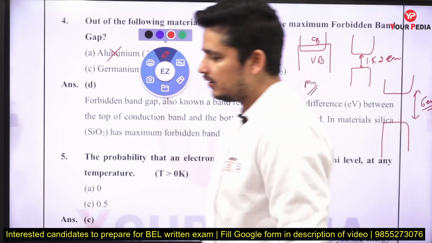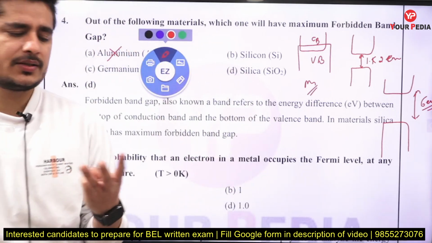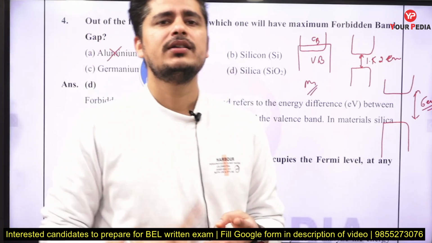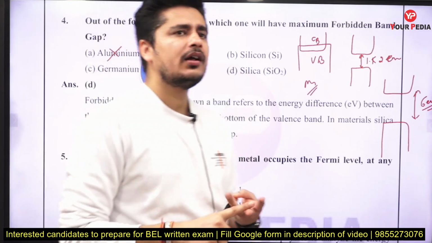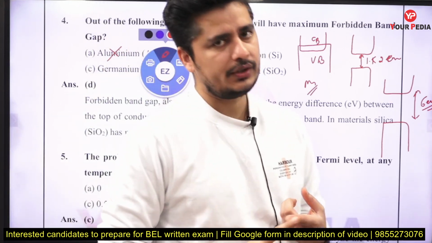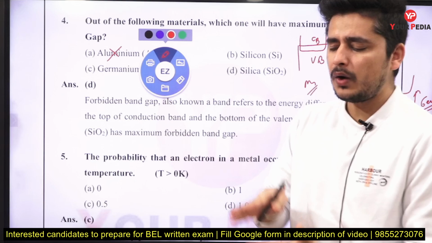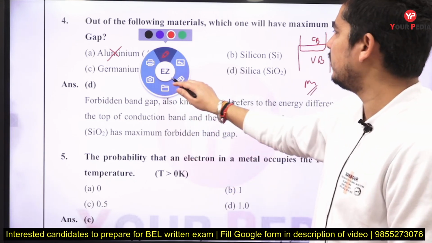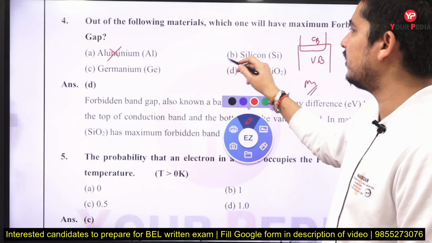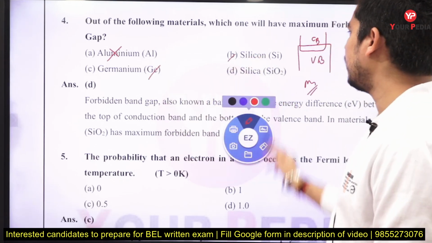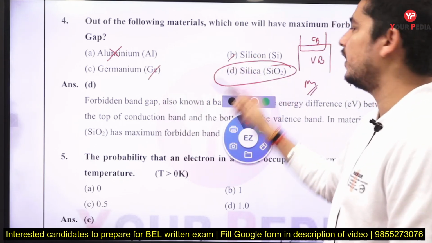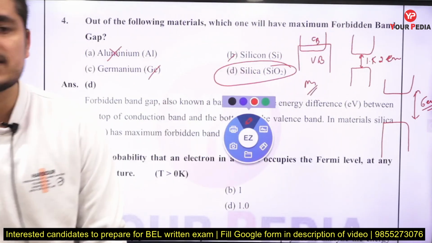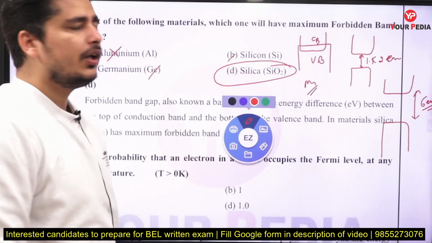So basically there are three types of material. First one is metals, or you can say the conductor. Second one is semiconductor, and third one is insulator. So insulator has the wider band gap. Inside this one, aluminum is a conductor, silicon is a semiconductor, germanium is a semiconductor, SiO2, silicon dioxide. This is the important property, that SiO2, silicon dioxide, is an insulator.